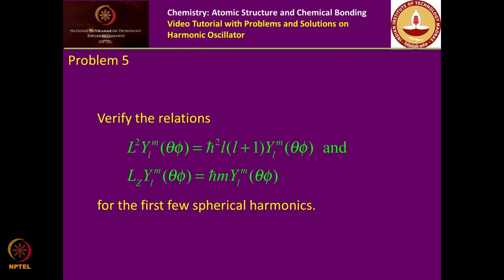It says verify the relations, the L square operator we just discussed, acting on the spherical harmonics Y_L^m theta phi, which we already know as solutions. It is just a verification that the Y_L^m are actually the eigenfunctions of the L square and the Lz operator, and give you the eigenvalues h bar square L into L plus 1 for the L square operator and h bar m for the Lz operator. Okay. Now, simple things first. Lz is the simple thing first.